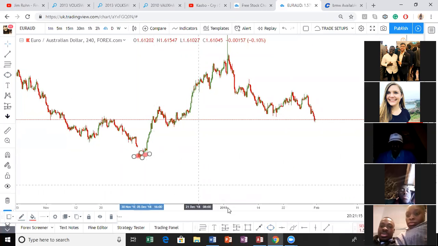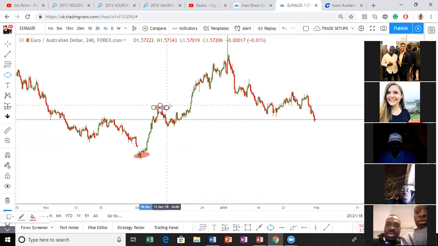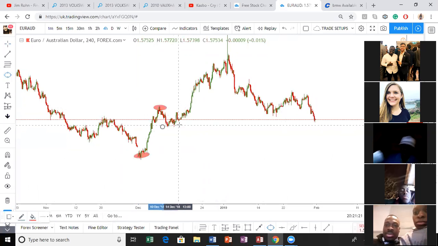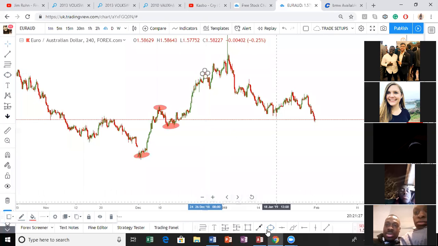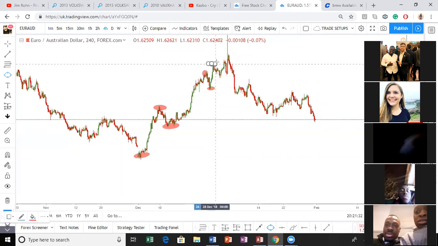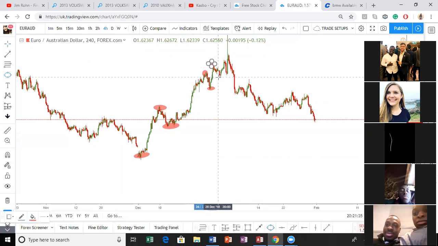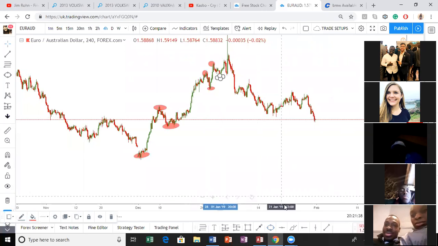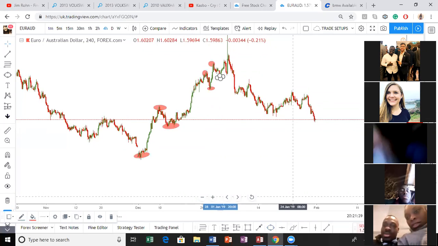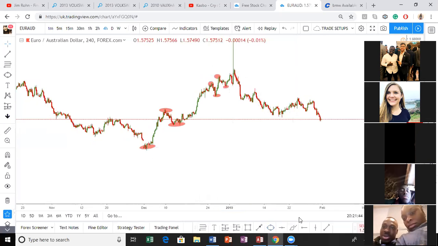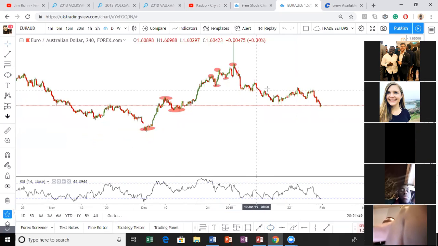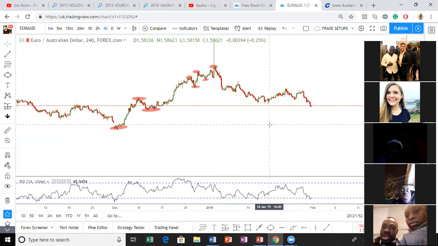That's a higher low, a higher high, a higher low, a higher high, a higher low, higher high, higher low. That was all the higher highs. This is how I will notice if there's going to be a change of trend.